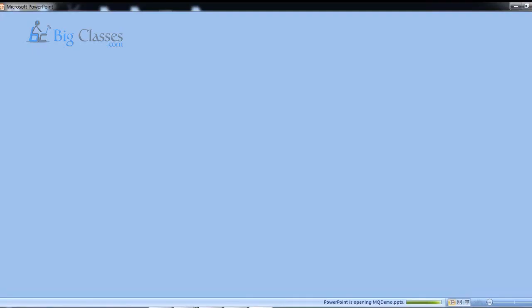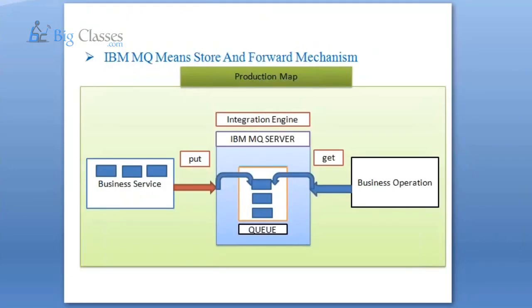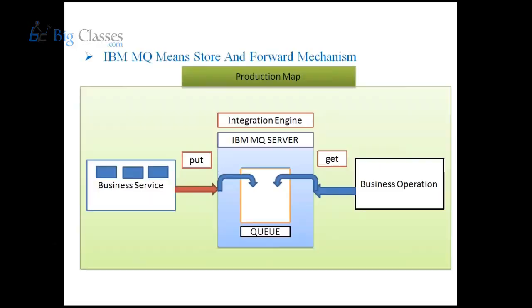So what is a message? I explained, don't worry. A message is a collection of data or a representation of data. A message consists of two parts. They are the MQMD header and the payload. An MQ message is created by an application. An MQ message is consumed by an application. As an MQ server, it can hold the messages until they are processed by the remote service.